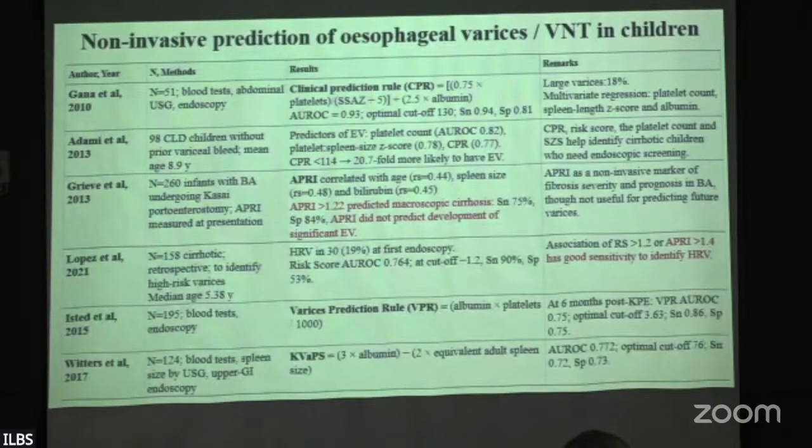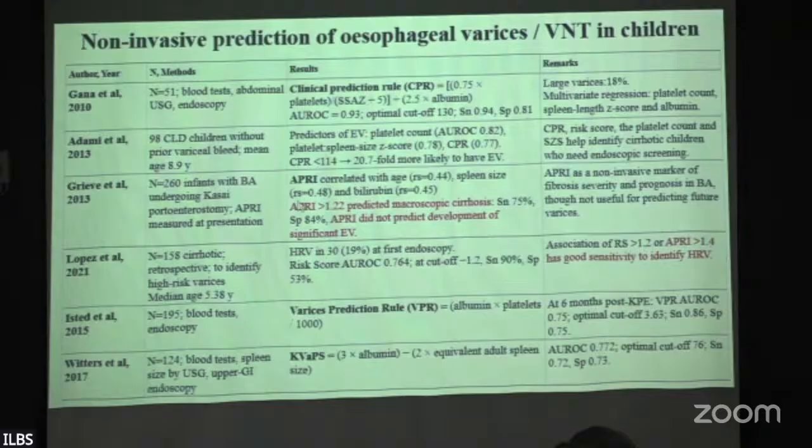So coming to some previous literature. These are the initial studies which showed the use of various indices which used these non-invasive parameters in a combination. So there are indices such as clinical prediction rule, APRI, which has been shown to correlate with varices needing treatment in a few studies, but mostly the correlation is more consistent with prediction of cirrhosis and fibrosis.